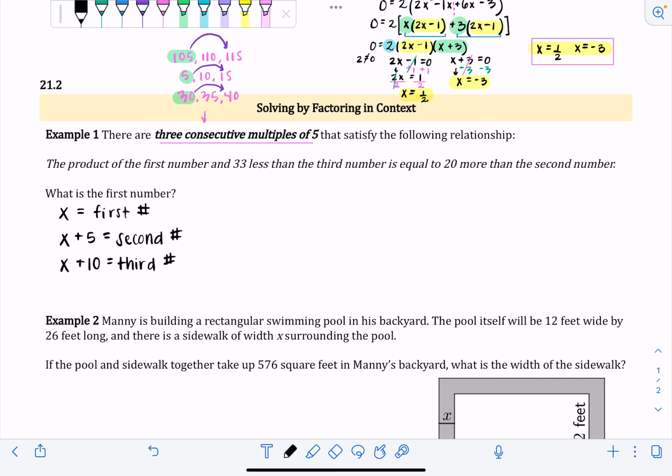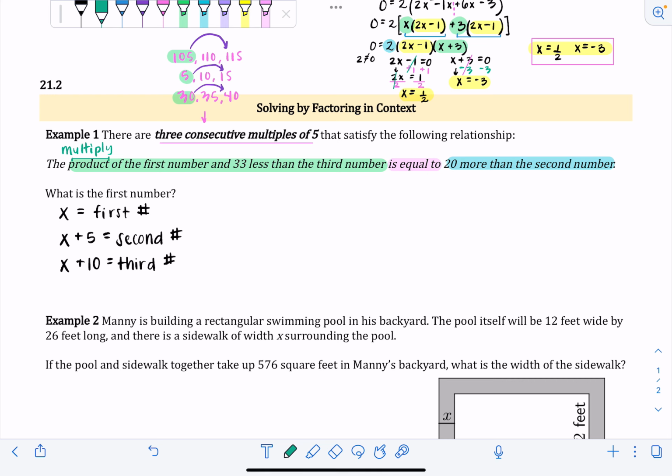And then now that we have our variables, we can go ahead and start to write our equation. So we're going to break it up into two halves. The first half says the product of the first number and 33 less than the third number. And then right here it says is equal to, so that's going to be our equal sign in the middle, 20 more than the second number. Okay, so product, that's a key word here. Product means to multiply.